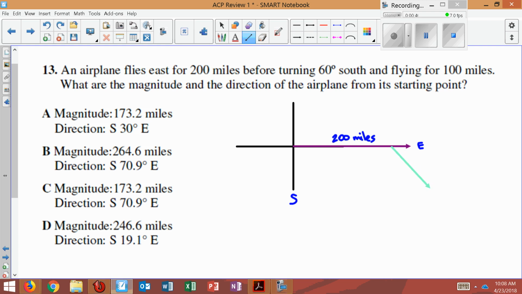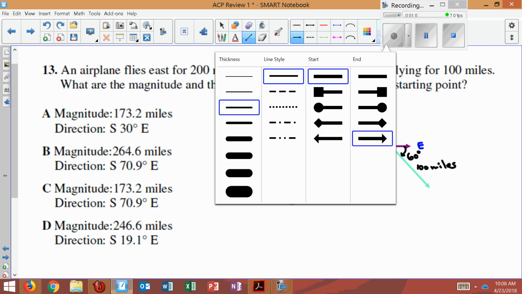And they do this for 100 miles. So I'll make that one a little shorter like that. So this here is 60 degrees. And we're now heading southeast. And this is 100 miles here. Now, what are the magnitude and direction of the airplane from its starting point? So we want to know, from the starting point, if we would have just taken off on this path, where would we have ended up?